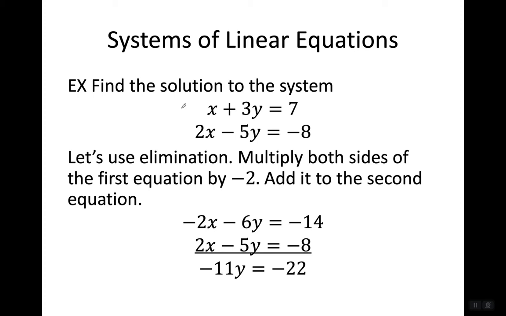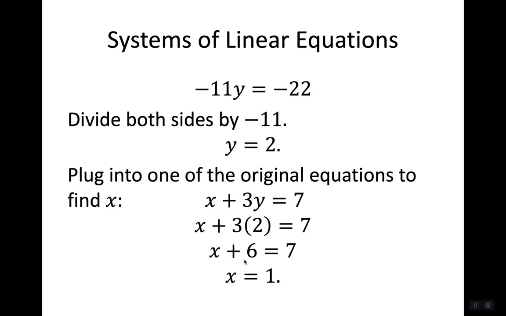When you multiply both sides of the first equation by negative 2, like this, you're going to end up with negative 2x minus 6y equals negative 14. Then, when we add the second and the first equation, the x's cancel out, and we're left with negative 11y equals negative 22. Now, divide both sides by negative 11, and we end up with y equals 2.